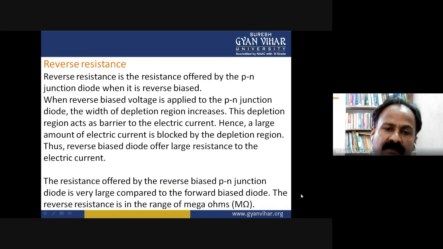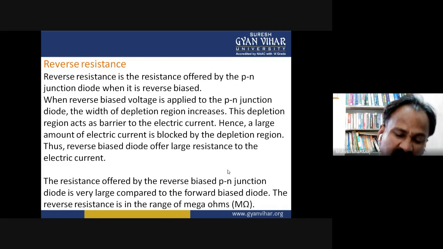The resistance offered by the reverse bias PN junction diode is very large compared to the forward bias diode. The reverse resistance is in the range of mega ohms. As we know that the current almost drops to zero in reverse bias, we can say that it is in the range of mega ohms.